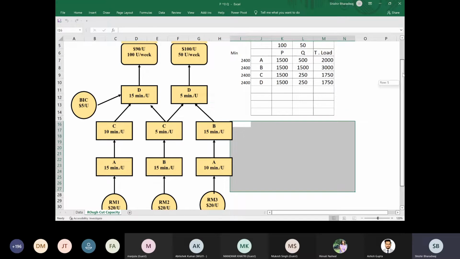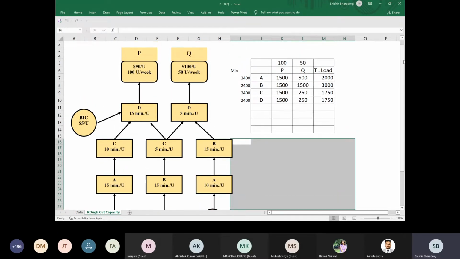Here we try to explain that there is a common material as well as common resources used to produce two products. What I have done in this Excel sheet is take the total available capacity for the machines as 2400 minutes, because they work 8 hours a day, 5 days a week. Then I calculated the number of minutes P will require on each of these resources, and did a similar calculation for Q. To produce 50 items of Q, I would require 500 minutes of A, 1500 minutes of B, 250 minutes of C, and 250 minutes of D.